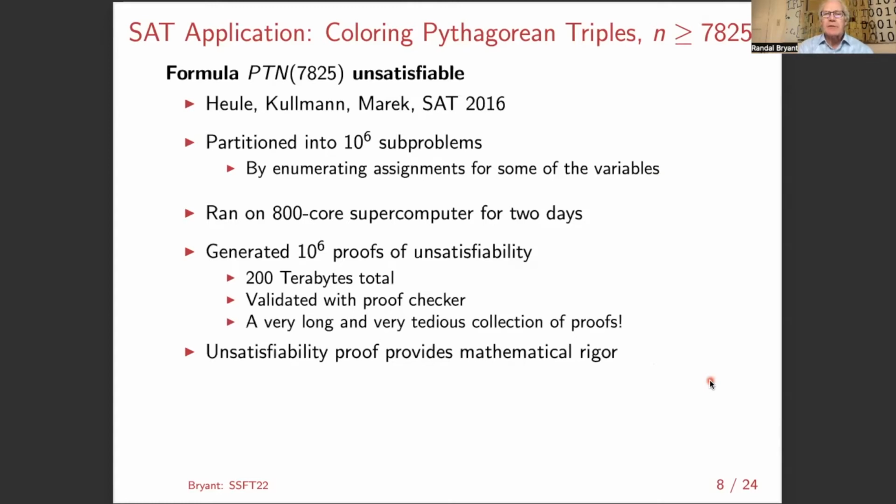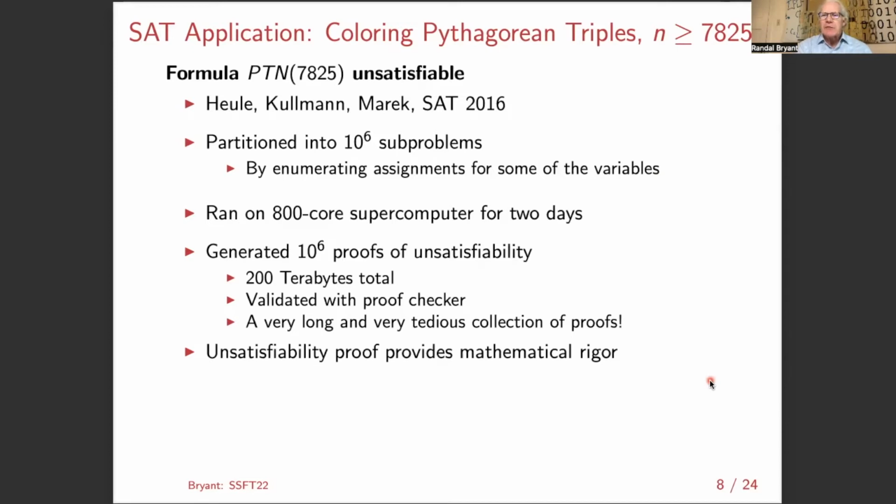The way they did this was to take this SAT formula, which is in some ways very simple and not all that large, and partition it into 1 million different cases by enumerating some of the variables, and then running 1 million different runs of a SAT solver on a supercomputer with many cores over 2 days of execution. And each of those came back with the result saying it was unsatisfiable. And better than that, they actually came back with proofs that they were unsatisfiable. A huge proof, not a very interesting proof either.